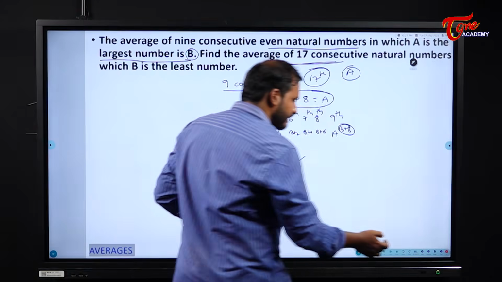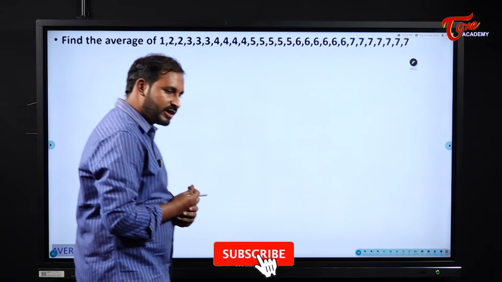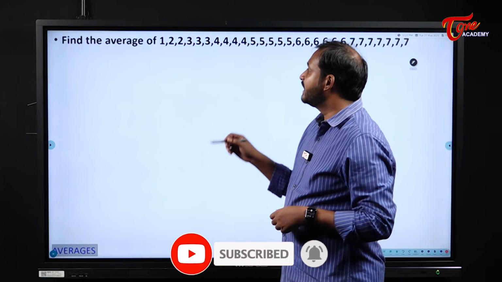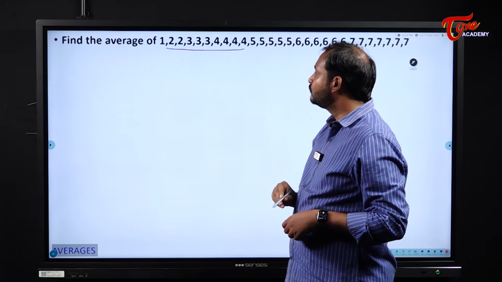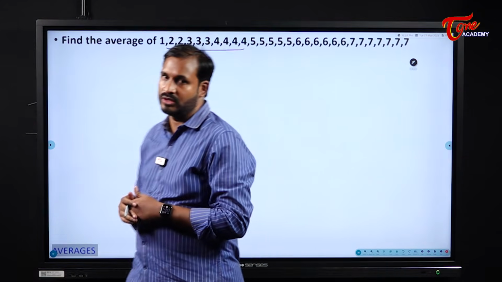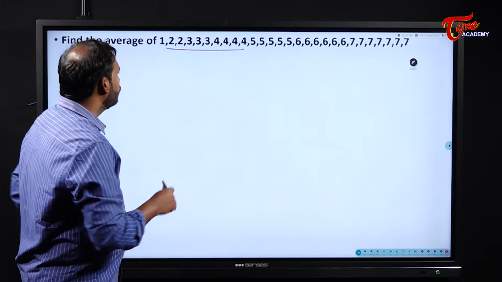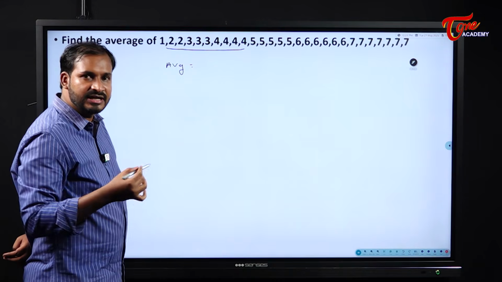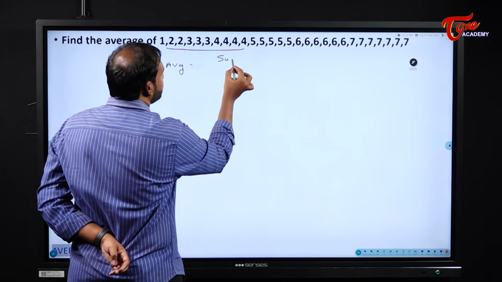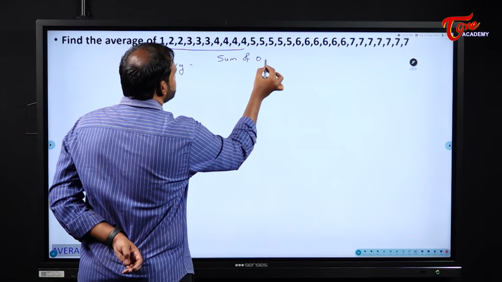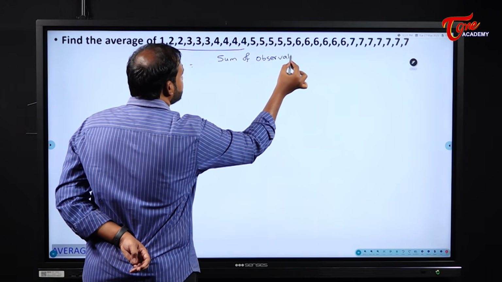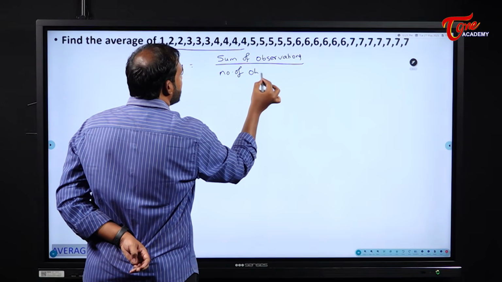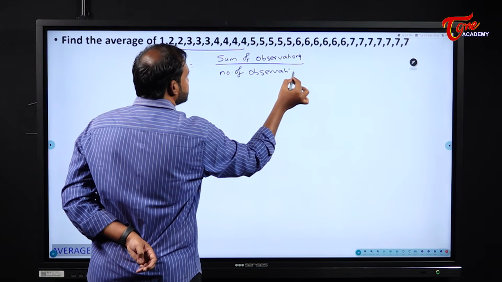Okay. Next one. Find the average of, this is one of the interesting and important questions, students. Why? Because find the average of 1, 2, 2, 3, 3, 3, 4, 4, 4, 5, 5, 5 and so on. Now, generally, what is the formula for average? Sum of observations by number of observations, right? This is the actual formula for averages.